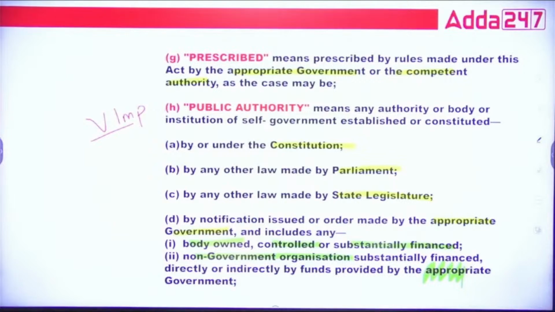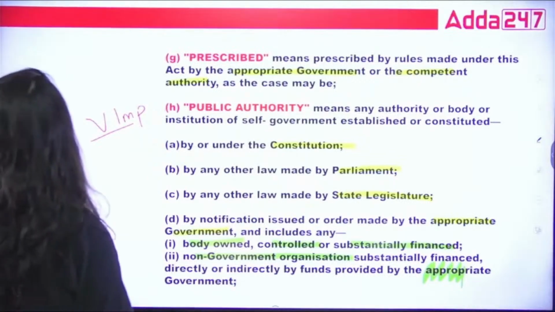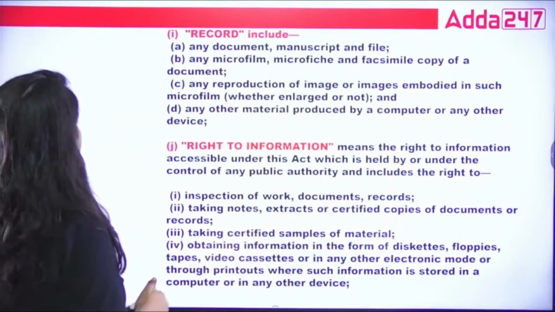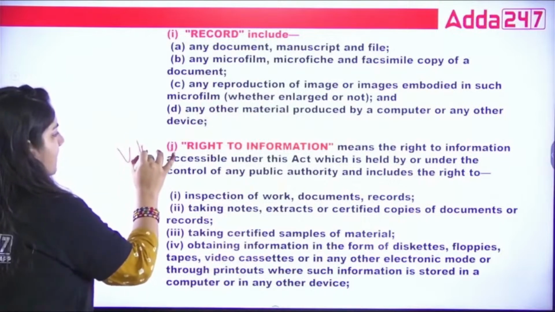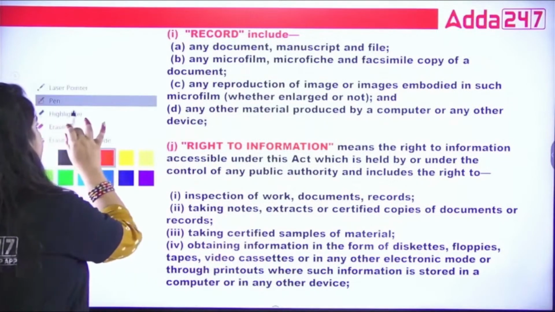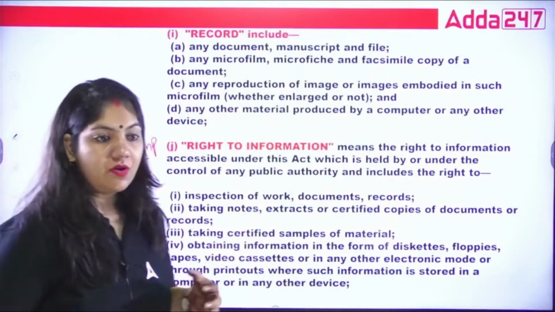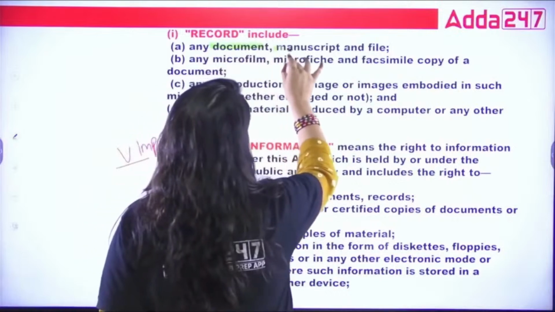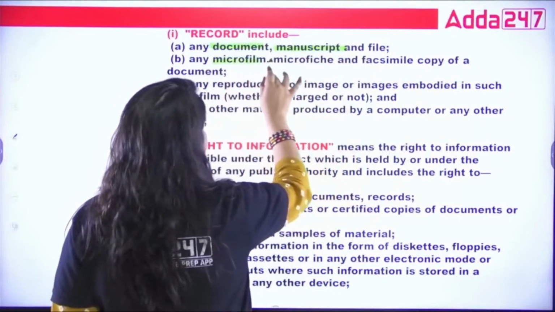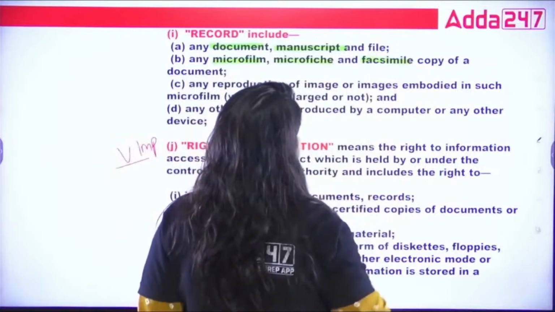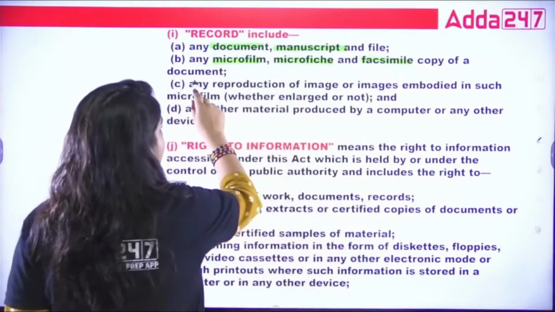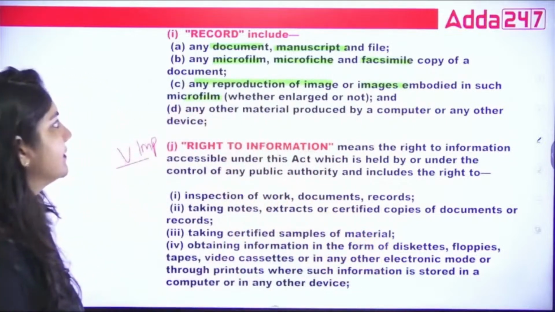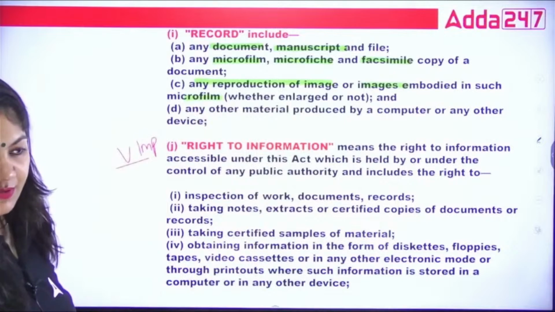Okay, class. Now, the next one. What is record? This is important. Record means whatever the public authority maintained in their office, that is called record. So record is basically any document, manuscript, file, microfilm, microfiche, a facsimile, any reproduction of images embodied in the microfilm. These come under the record.